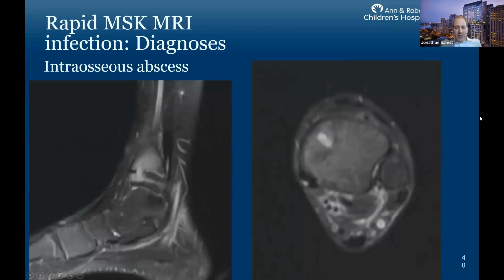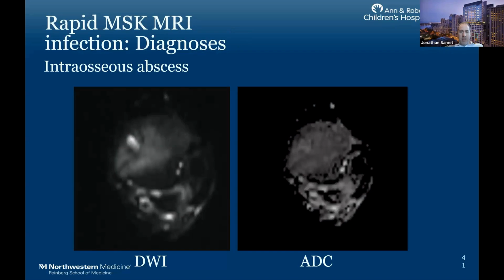How about intraosseous abscess? Here's a T2 weighted image. You can see the small little focus of T2 bright signal. You go on the axial, you see it here. Diffusion weighted imaging is a little trickier in bone. This case just happened to turn out pretty good. You can see bright here and dark on this. But I don't think it's quite as good in bone, but here it is.